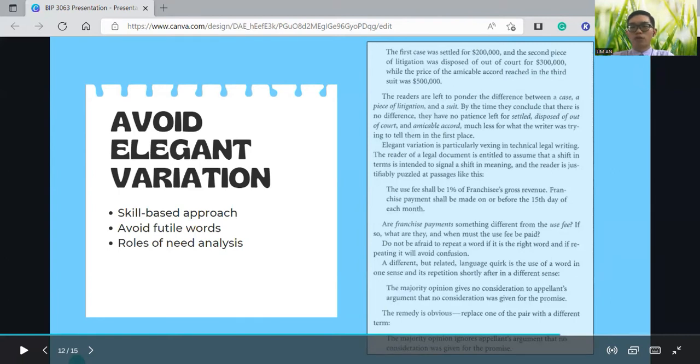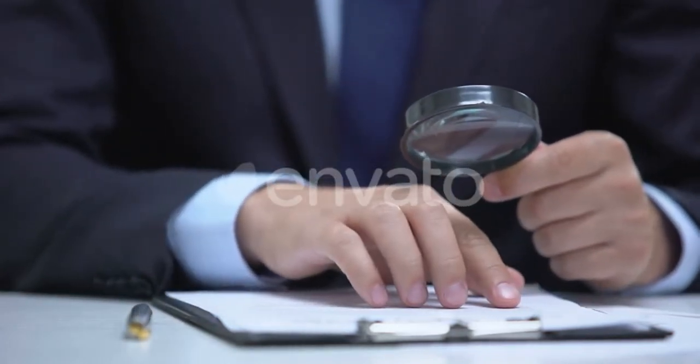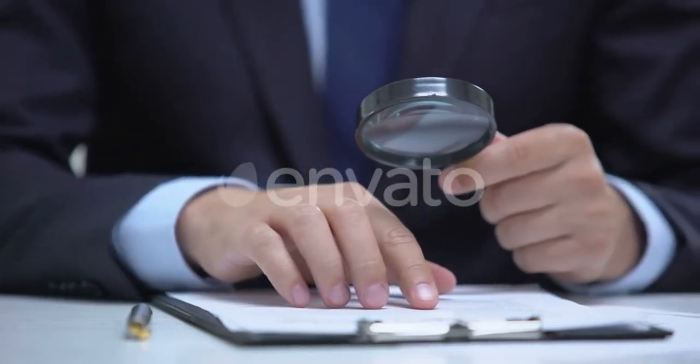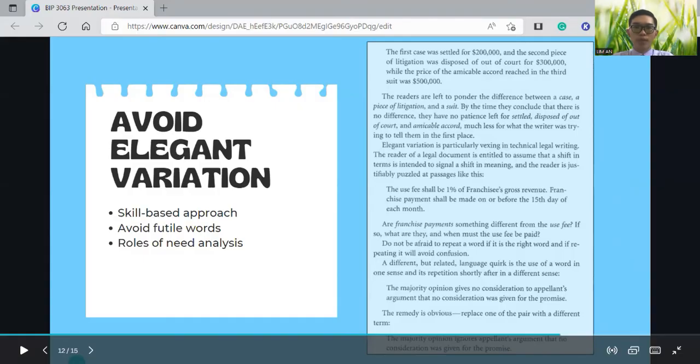That's why you could often hear people complain about how hard it is reading legal documents because they need to constantly check the meaning of several technical terms to get a thorough understanding of the whole document, or they may fall into the trap. Hence, the article points out that illegal variation is particularly vexing in technical legal writing and should be avoided at all costs.